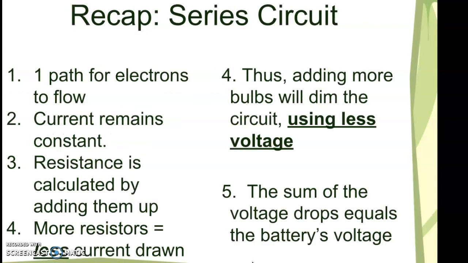And so let's recap. Series circuit, one path for electrons to flow. Current, as a result, remains constant. The resistance is simple to calculate. You just add those values together. But the more resistors you have, less current is drawn. When you do that, the bulbs are going to dim, but it uses less voltage, again, causing your battery to last longer, have a longer life. The sum of the voltage drops has to equal the battery's voltage. Okay, so those are the examples we went through there.